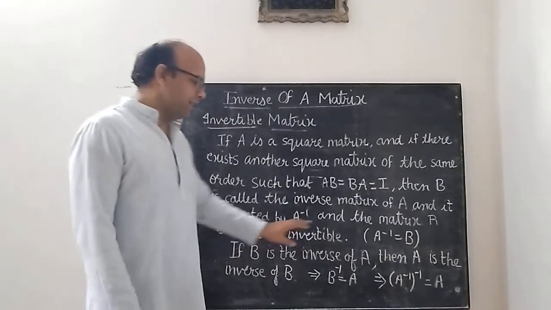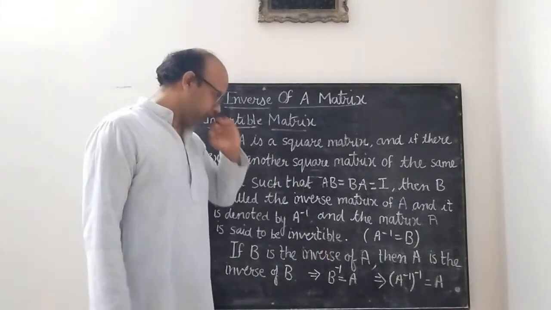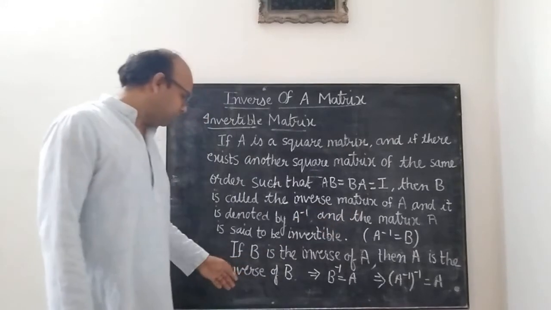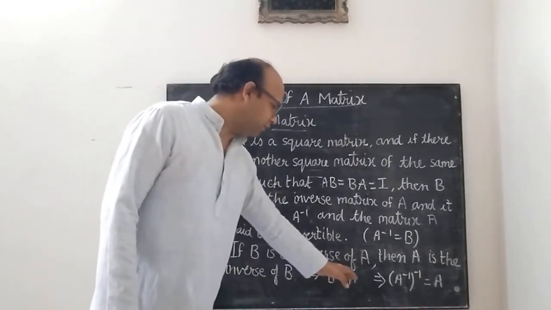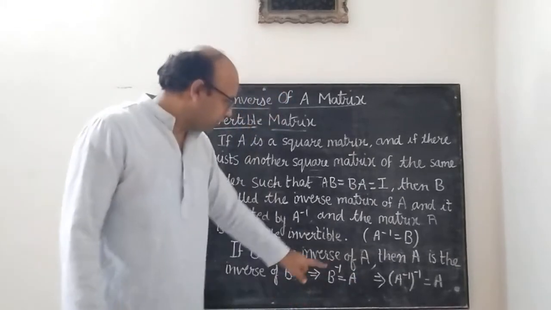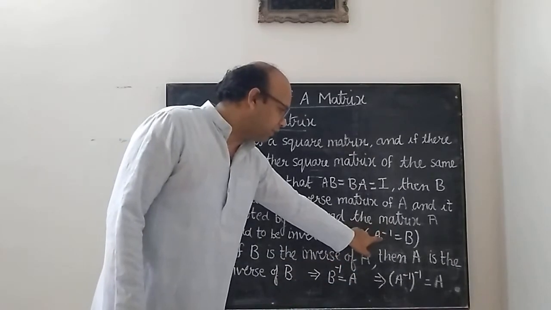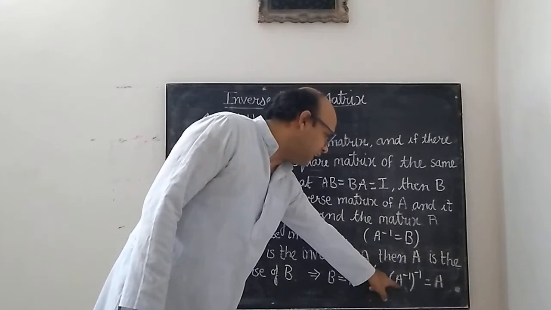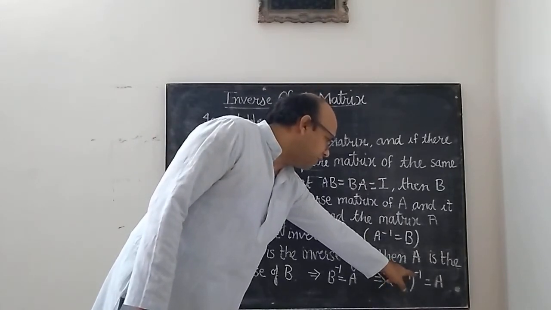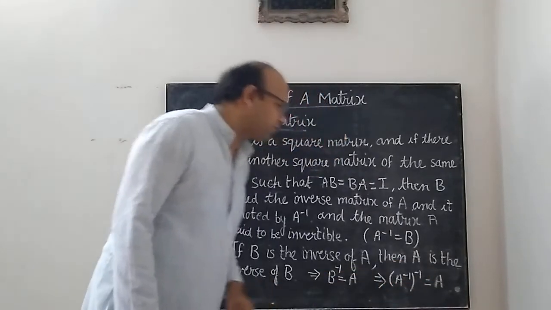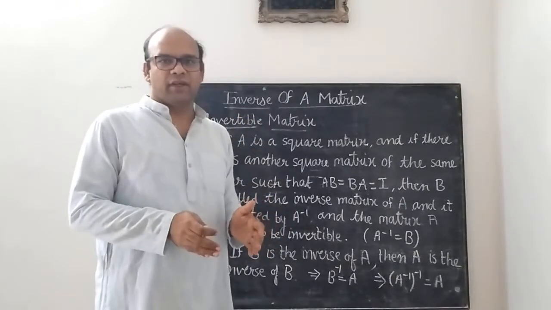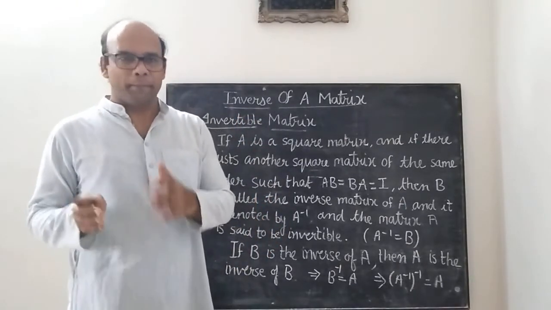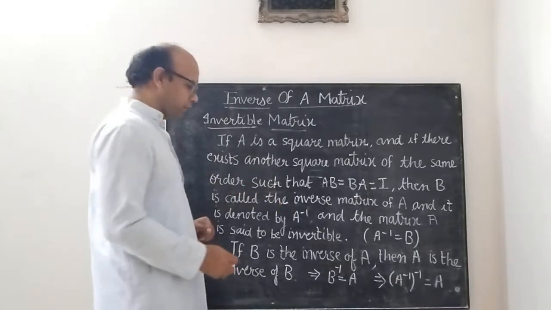Now if B is the inverse of A, then A is the inverse of B and we write it as B inverse equal to A. Now since B is already equal to A inverse, we can write this as A inverse, and again if we take the inverse we have the matrix A. So by taking the inverse of a matrix we get the same matrix. This is another important result.